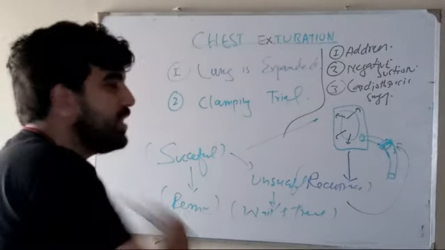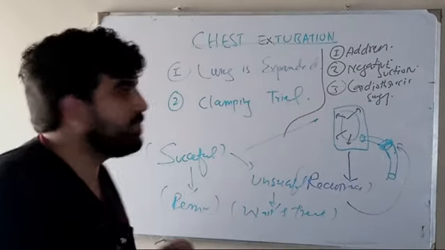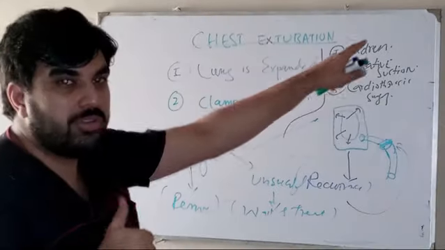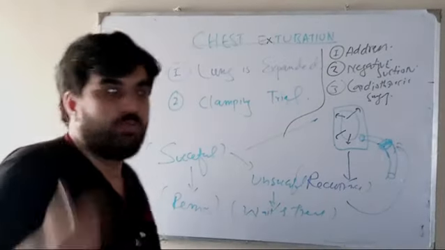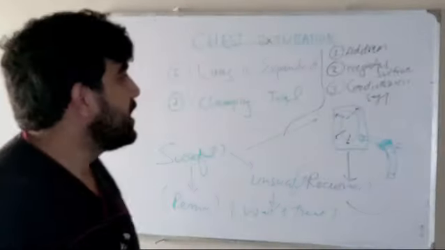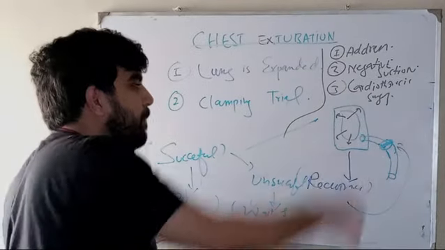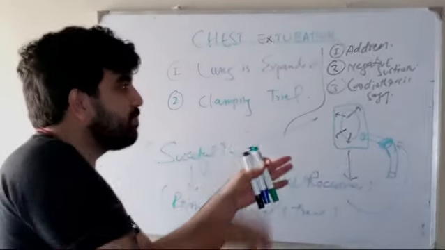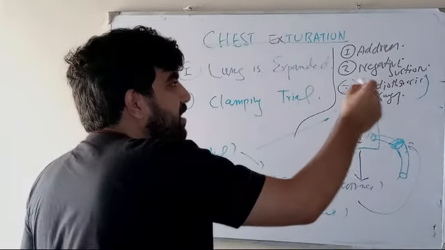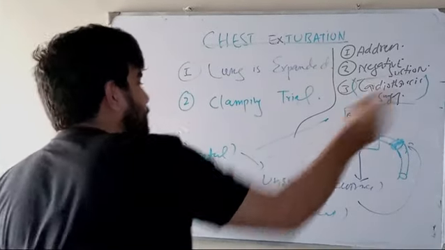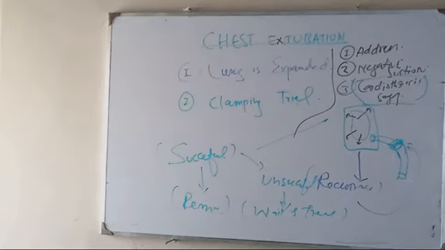Now these things must be followed. You have passed the tube and still the lung is not expanding. Point number one, address the cause and treat the cause. Point number two, negative suction. Apply the negative suction and wait for some time. If with the negative suction the lung is still not expanding, then the third option is cardiothoracic surgery.